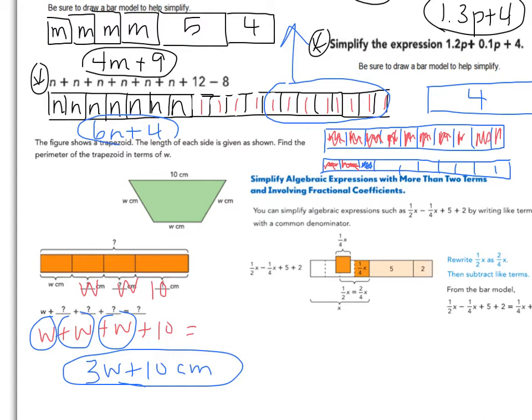Now over here, you can simplify algebraic expressions such as 1/2 x minus 1/4 x plus 5 plus 2 by writing in terms of a common denominator. Okay, so we have 1/2 x minus 1/4 x.